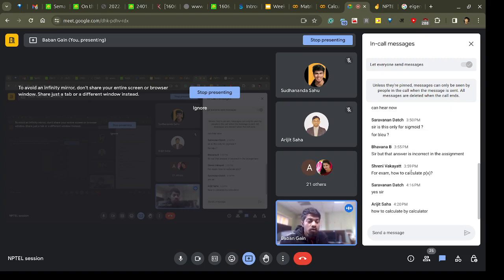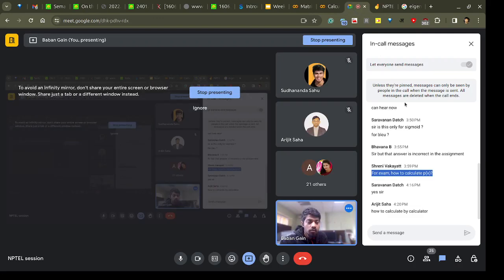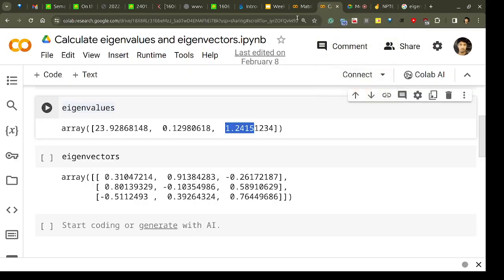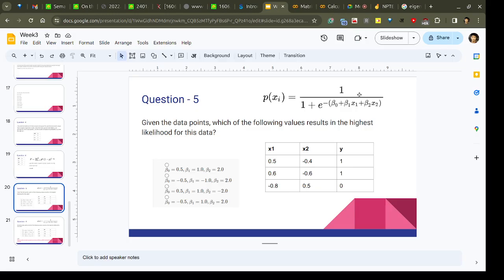For the exam, how to calculate p of x? Yeah, you can use this formula to calculate p of x. By calculator you can use this formula only. Okay, for p of x, and for the eigenvector you have to look at 2x0. There they have a detailed explanation of how to calculate those.